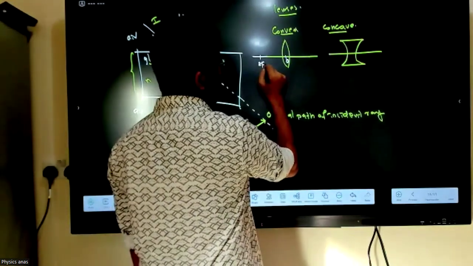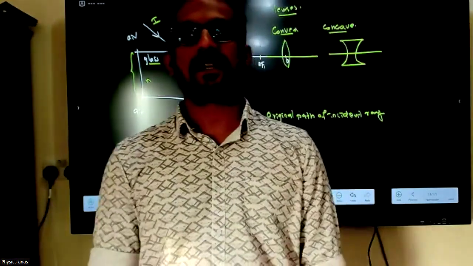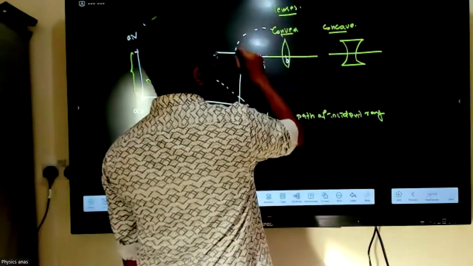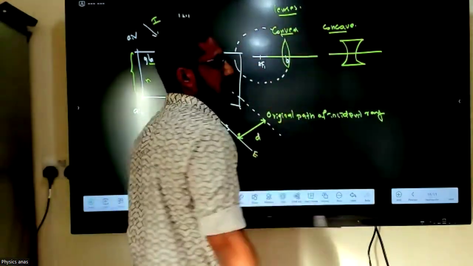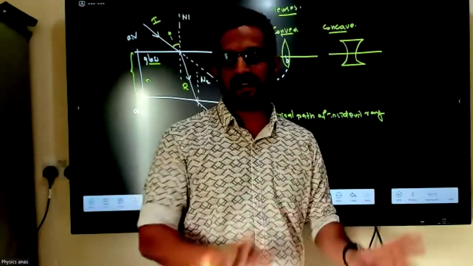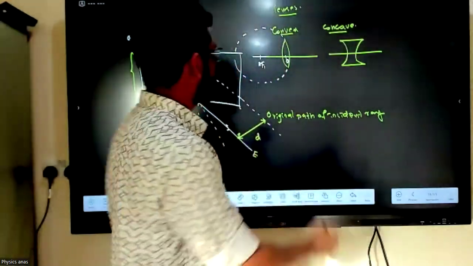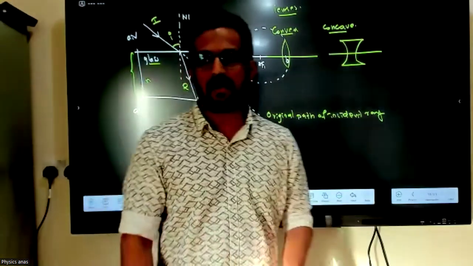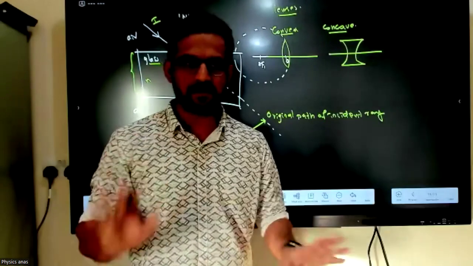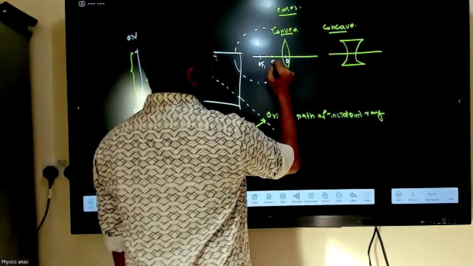Then there was 2F1, the center of curvature. What is the center of curvature? The center of curvature is the center of the sphere by which the lens is made. There is a sphere of which the lens is a part. That's the center of curvature.